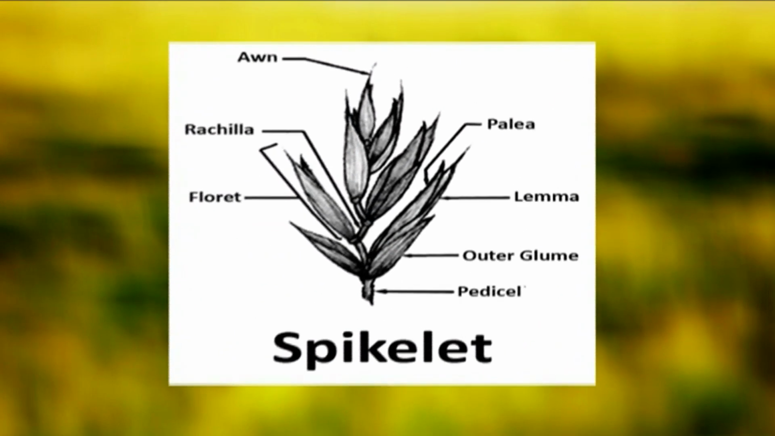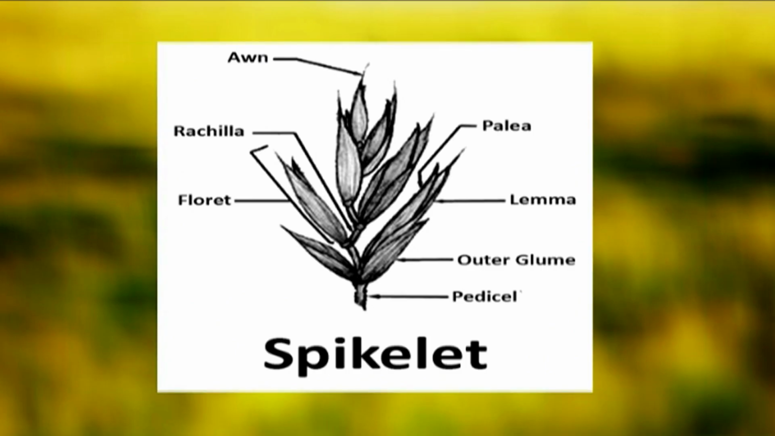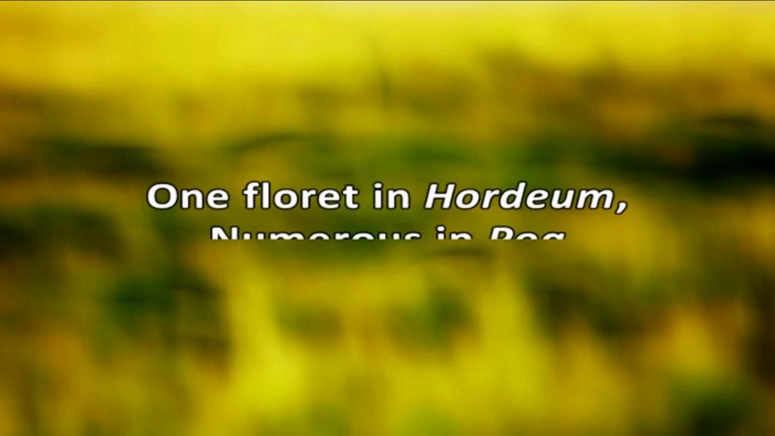Each spikelet is composed of an axis called the rachilla. It bears two-ranked and closely overlapping basal bracts called glumes, and the florets. The glumes are usually two, equal or unequal in size, but there can be rare cases where the glume is just single, as in the case of Monerma. Now the florets can be either one, as we see in the case of Hordeum, or numerous per spikelet, as we see in the case of Poa.